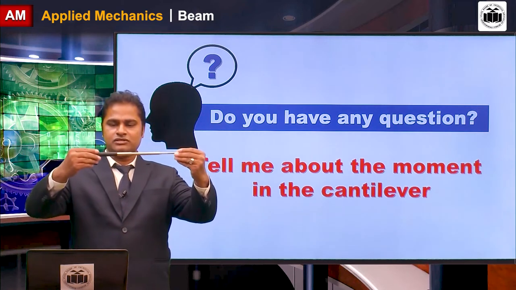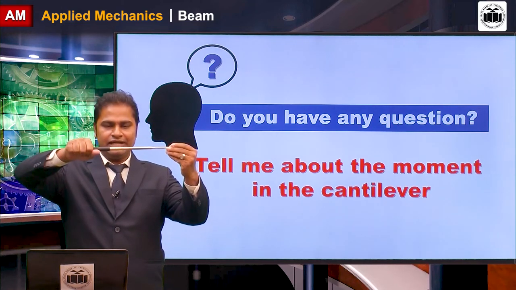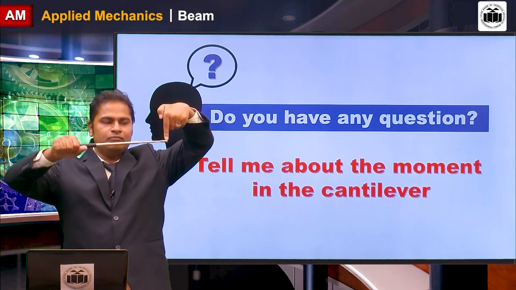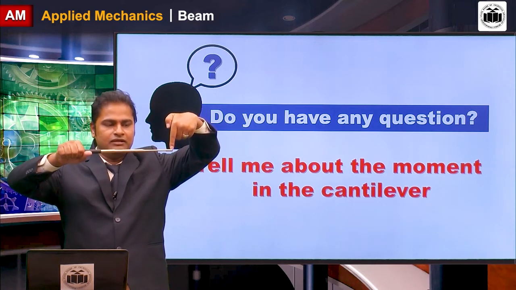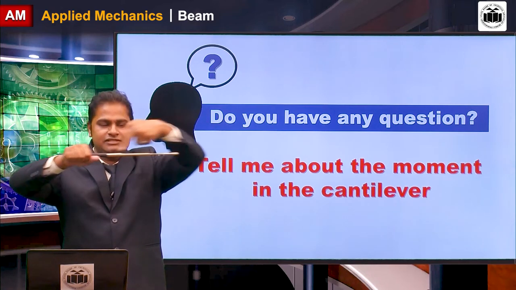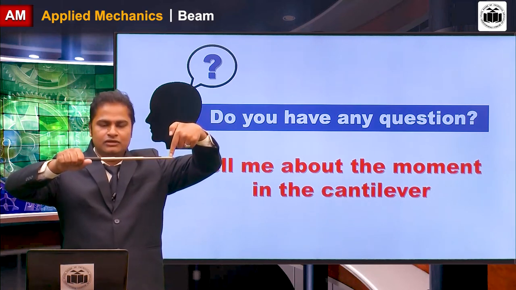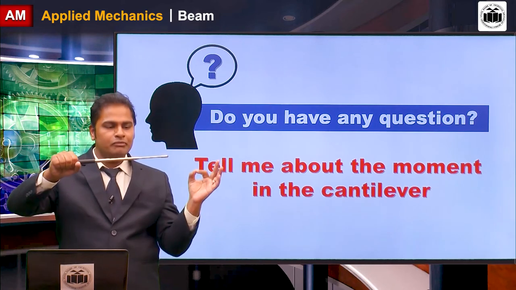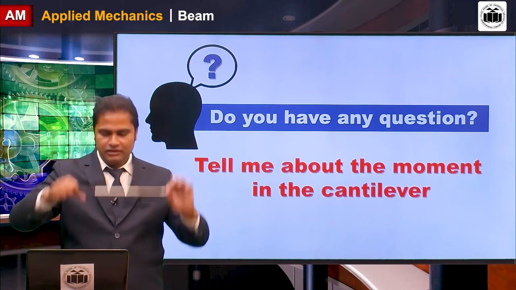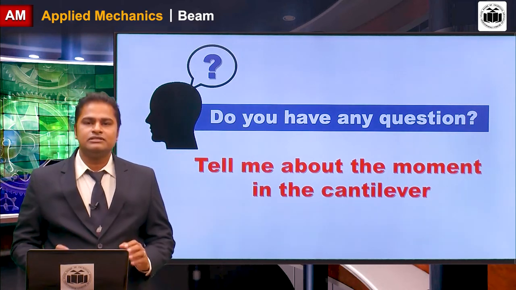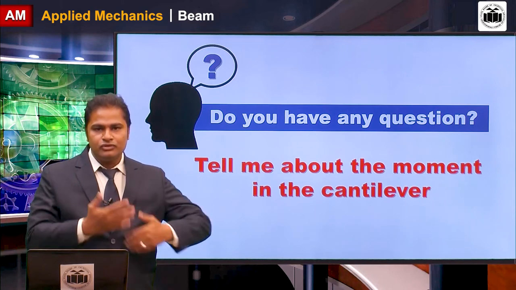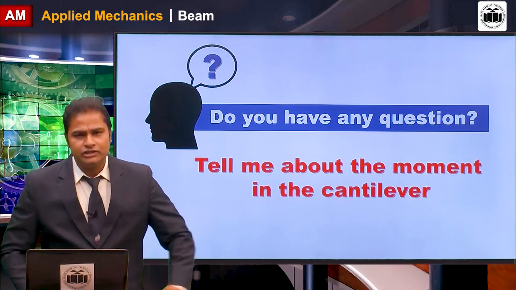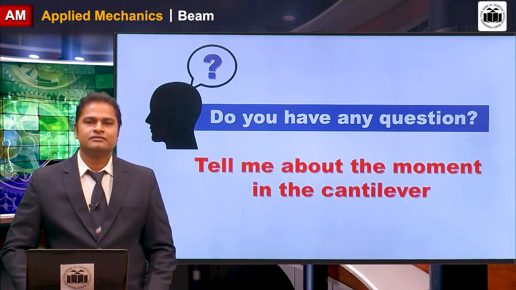The cantilever beam is like this. It's fixed at one end and free at the other end. Suppose we consider a point load at the free end, the moment is force into distance, which means P into L. There is a maximum moment produced at the fixed end and zero moment produced at the free end. The conclusion is that the fixed end produces the maximum moment and at the free end the moment is zero. I think you are satisfied with that answer? Yes, sir. Thank you. Okay.